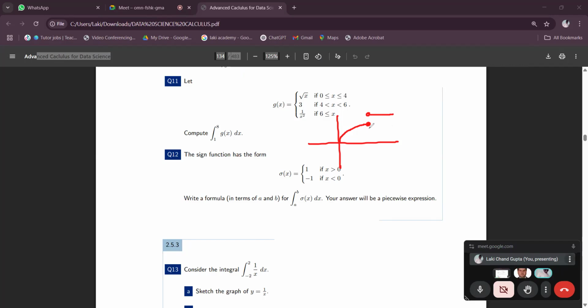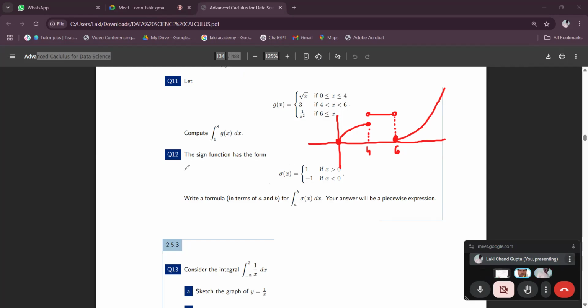You can see this is 4, and this is 6. This is also open, open on both sides, right? Because there is no equal sign. And this is closed, this is also closed, right? And from 6, this is 1 over x square. 1 over x square is what? x raised to minus 2. So this is the graph, right?